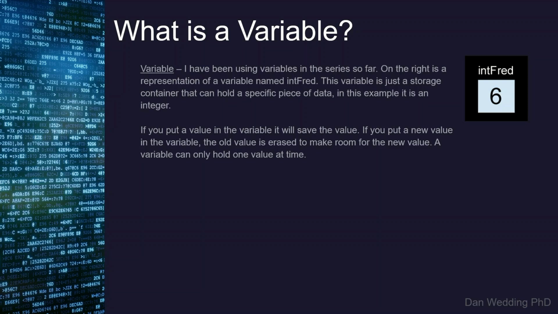I have been using variables in this series so far. On the right is a representation of a variable named int_fred. This variable is just a storage container that can hold a specific piece of data. In this example, it is an integer. If you put a value in the variable, it will save the value. If you put a new value in the variable, the old value is erased to make room for the new value. A variable can only hold one value at a time.